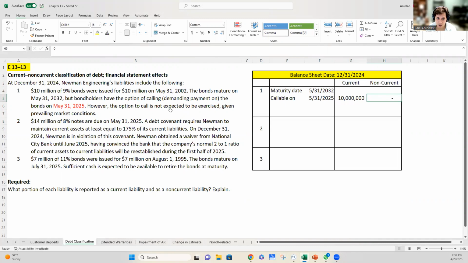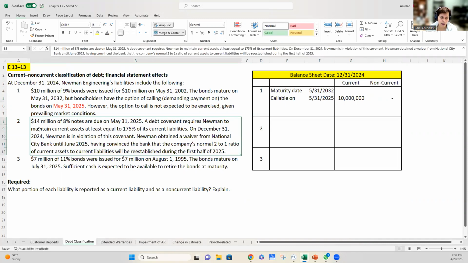Nothing is non-current for this 10 million. So that's the bad news. The keywords here were: it's callable on May 31st, 2025. Just because it's callable doesn't mean that they're going to call it, but that doesn't matter. Now let's move on to the next one.